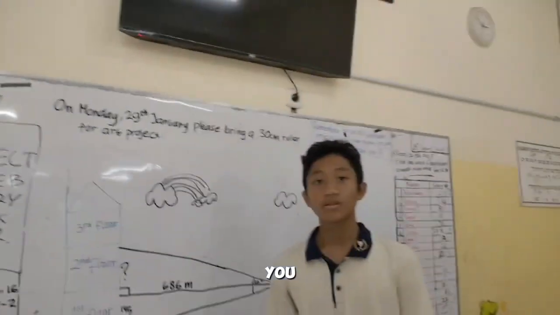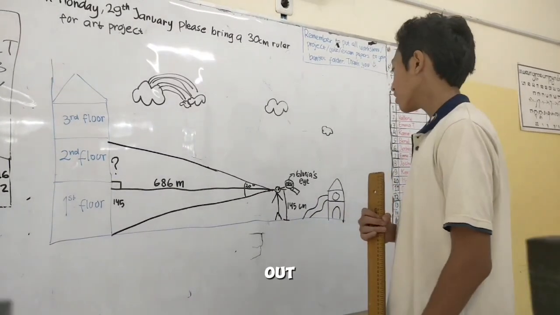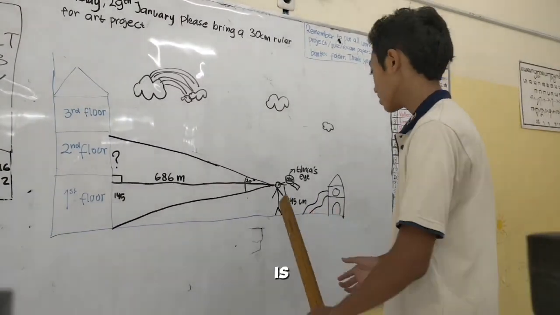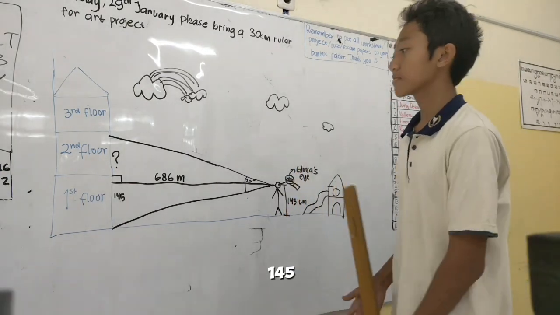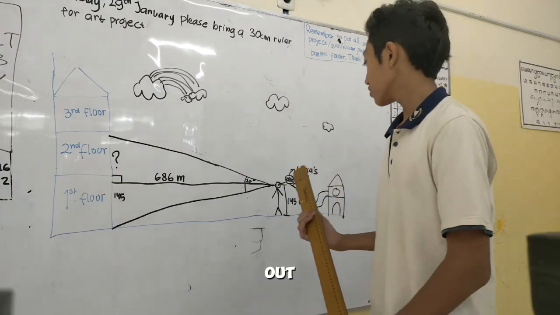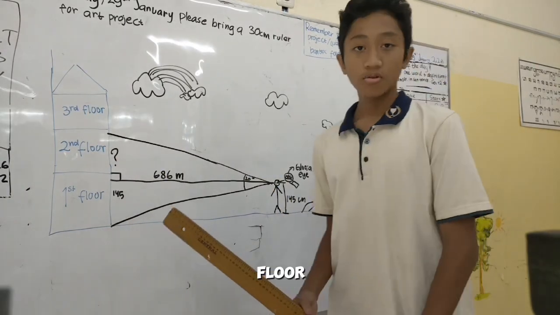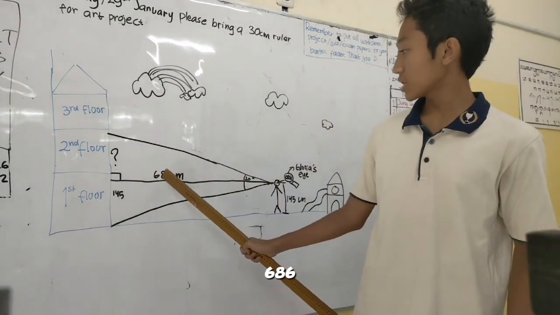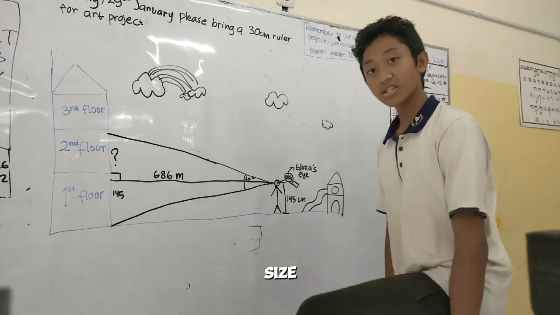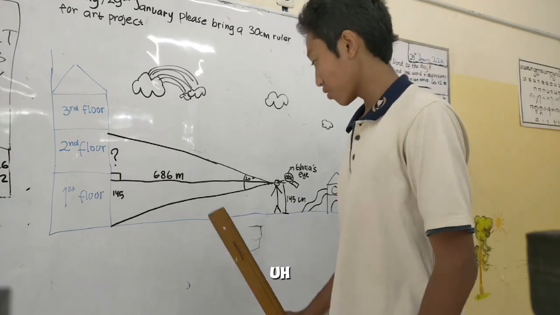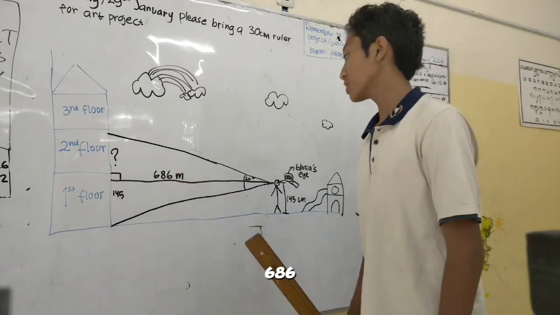Thank you. So everyone, after gathering the information from downstairs, we can find out that Gloria's height is 145 centimeters from her feet to her eyes. And then we can find out also the distance between Gloria's feet and the first floor, which is 686 meters, that we can find out by using her shoe size, and we can go from here to here, which we found out is 686 meters.